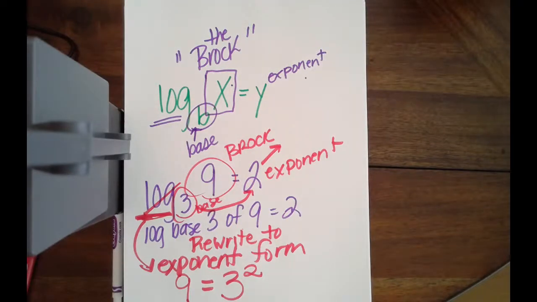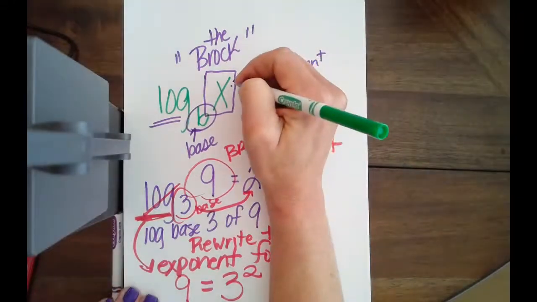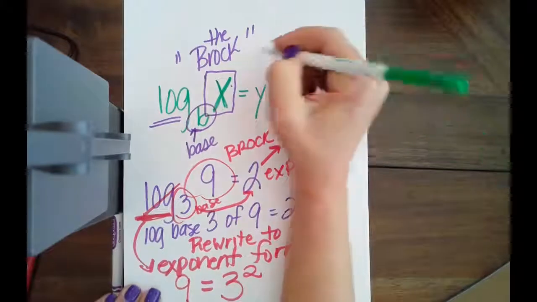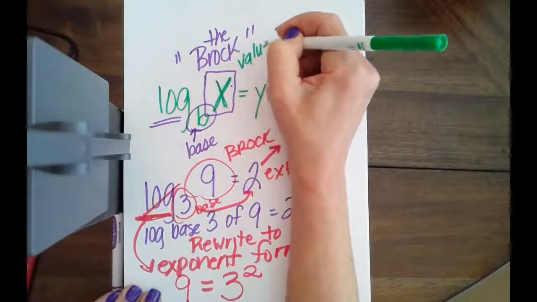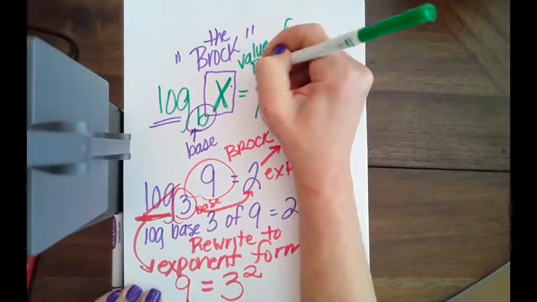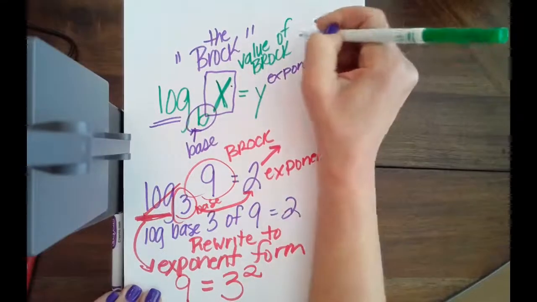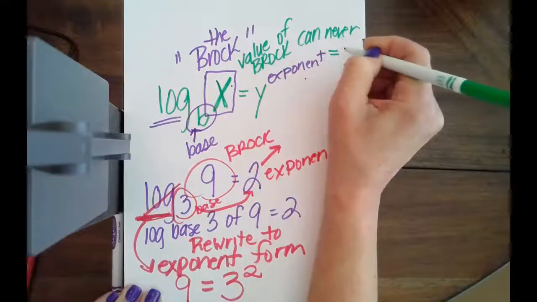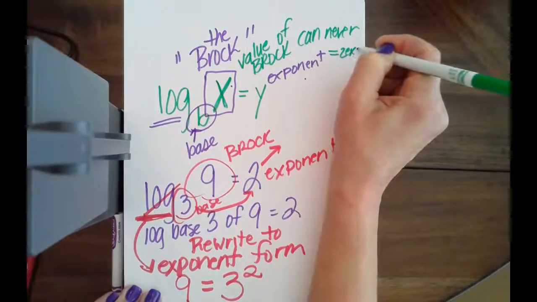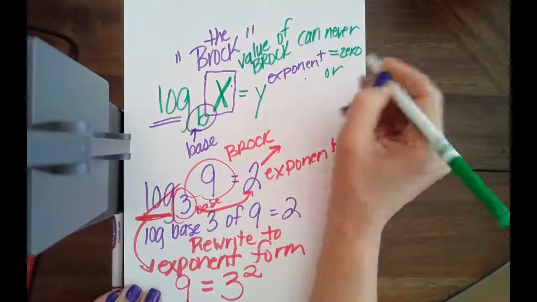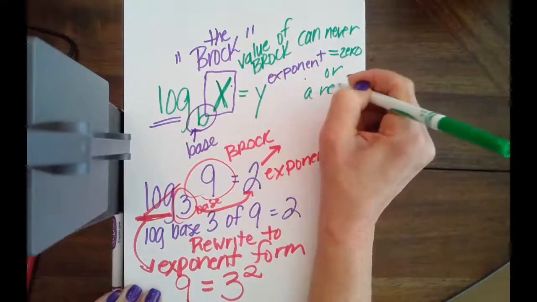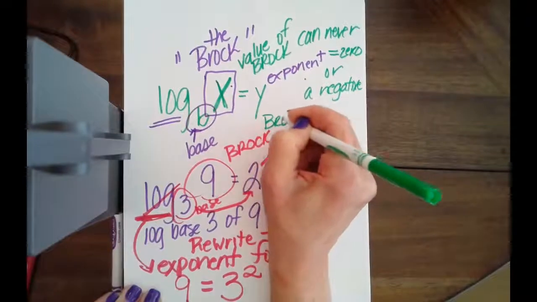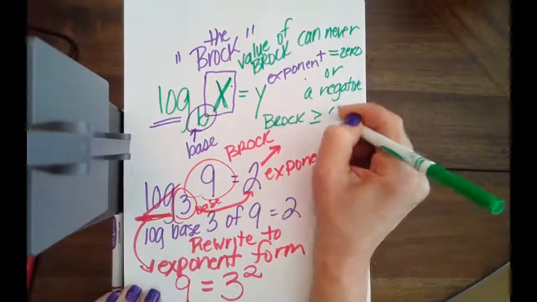All right, now, something I want to point out. Let's go back to this. The value of your Brock can never equal 0 or a negative. So the Brock clearly has to be greater than 0.